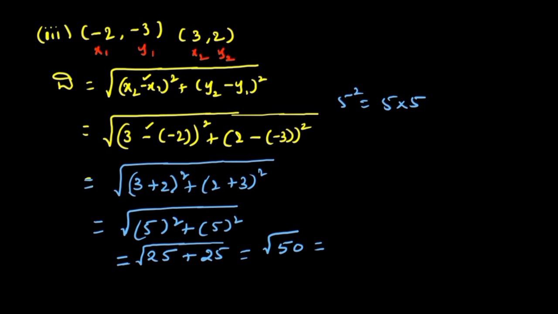Still if you want to write this 50, how do we write it? 25 twos, right? 25 twos. Here again root 25 is 5 root 2. So like this also you can write this answer.